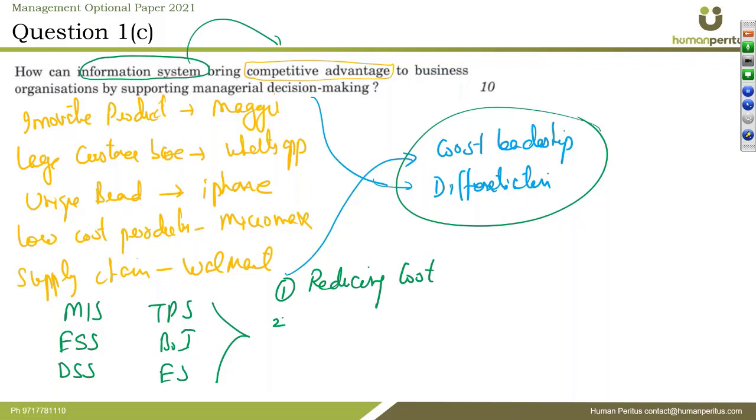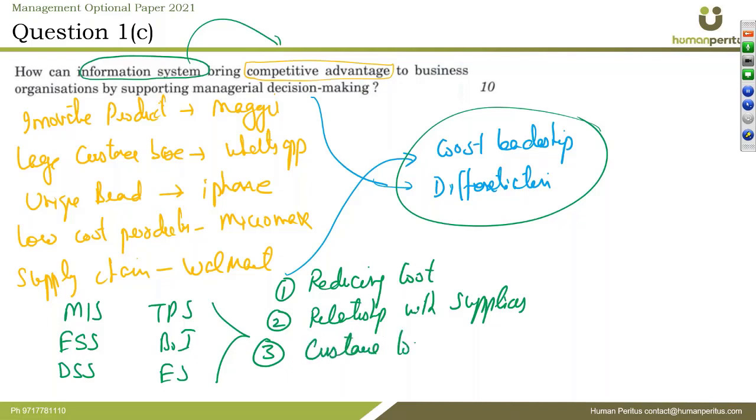reducing cost, or better relationships with suppliers. Another example can be building customer loyalty. Another example can be better inventory management. Another one can be maybe better product design.